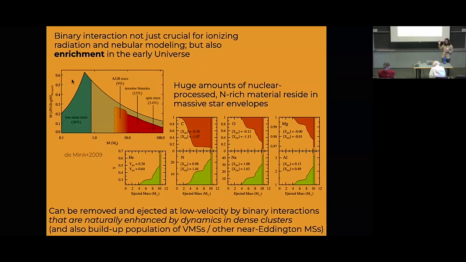We think many of them are, but if you harden all your binaries in a dense cluster, you get a ton more of this going on. This material is almost certainly ending up out there in the ISM, at much lower velocity than in the winds, although it is also producing things that are driving those winds off the cores still.